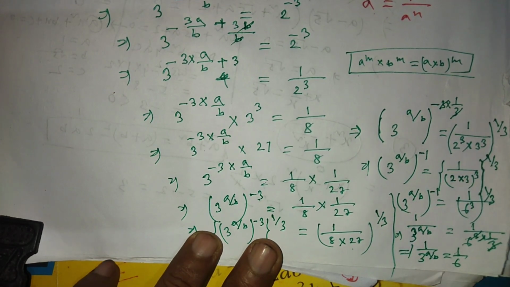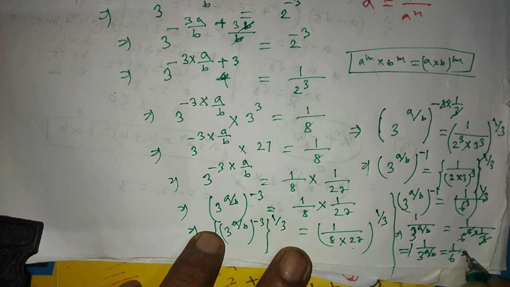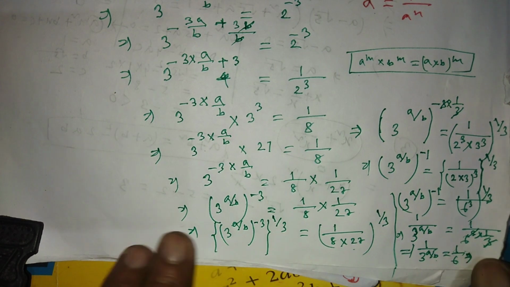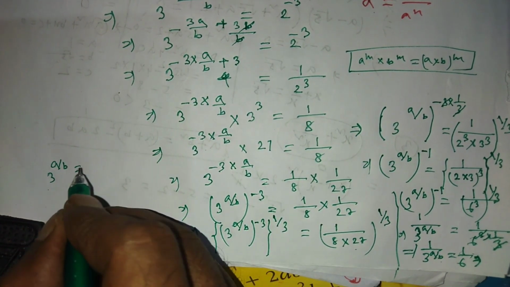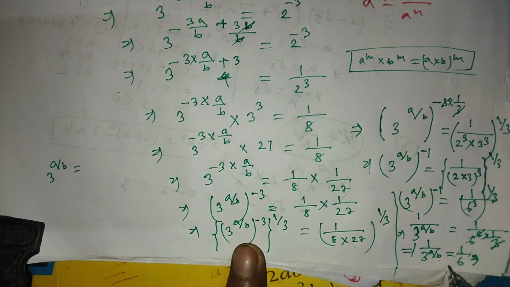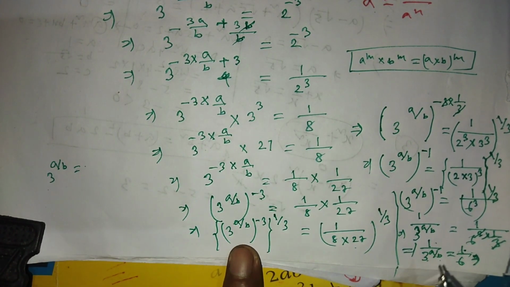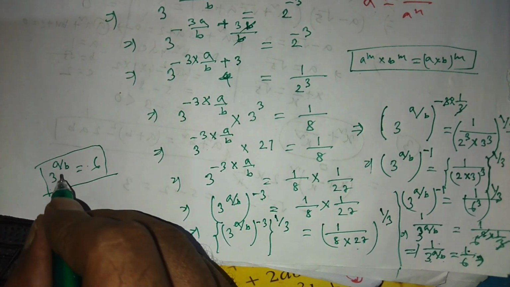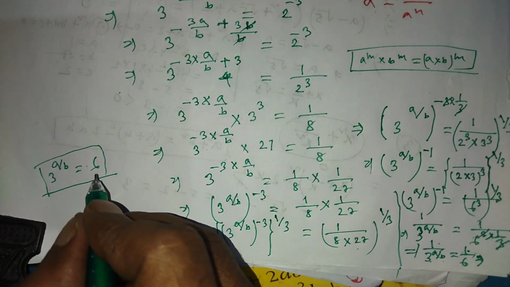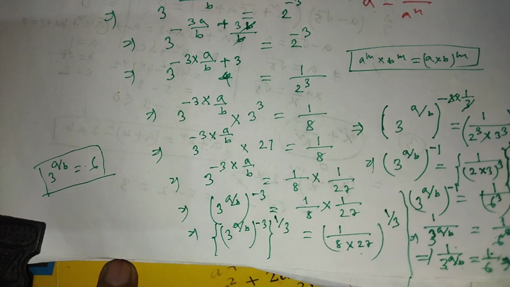So from this equation, the value of 3 to the power a over b will be, if you apply the cross multiplication rule, 3 to the power a over b into 1, that means 3 to the power a over b is equal to 6 into 1, that means 6. So student, the result of 3 to the power a over b will be 6. So my dear student, this is our final result. Our answer is complete.